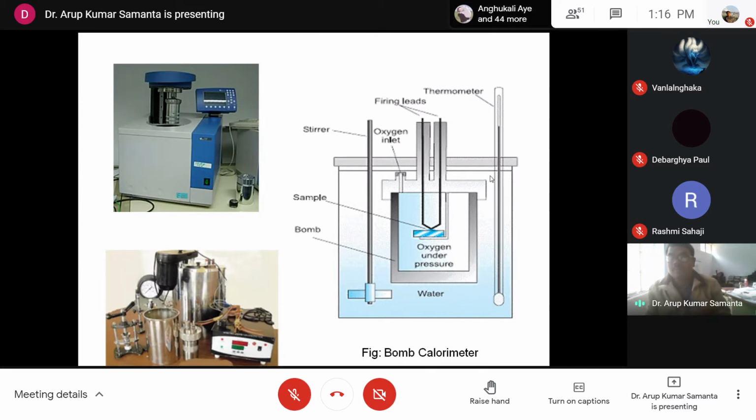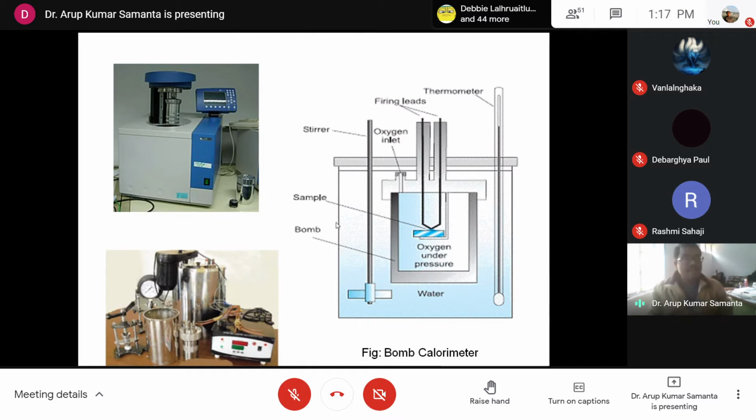Suppose the thermometer temperature is 37 degrees centigrade. If it goes from 37 to 38 degrees, that means a 1 degree centigrade temperature increase is there due to the heat produced by the combustion of these feed samples. Ultimately, you have to take the water equivalent of the equipment and multiply it by the rise in temperature shown in the thermometer. That will give you an idea about the gross energy content of the feed sample.